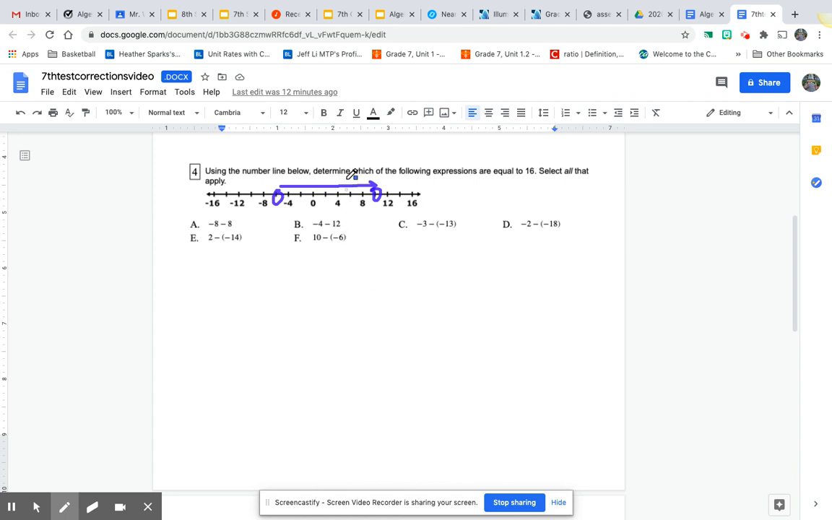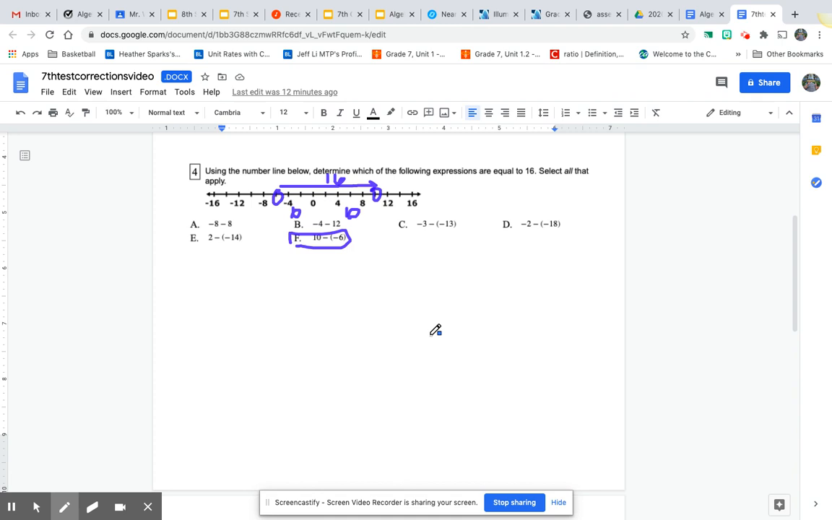Arrows going to the right are positive. And let's see, the gap from here to here is 6. From here to here is 10. That's a gap total of 16. So that one is also 16.